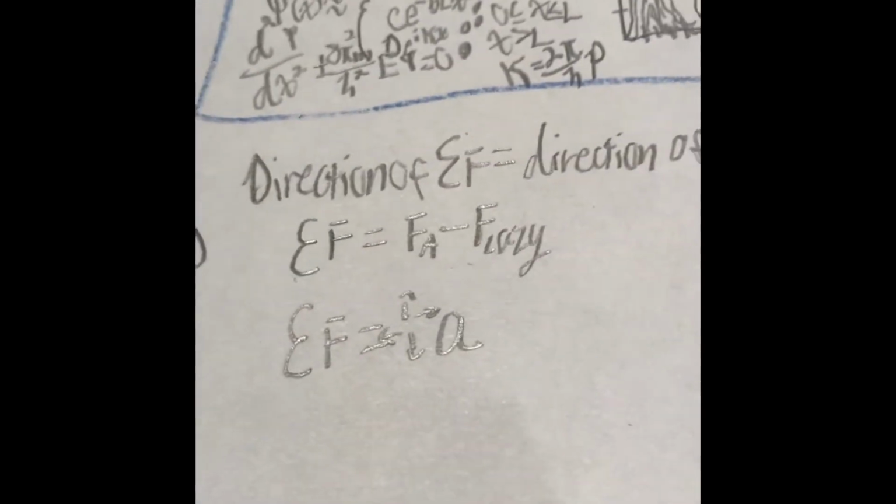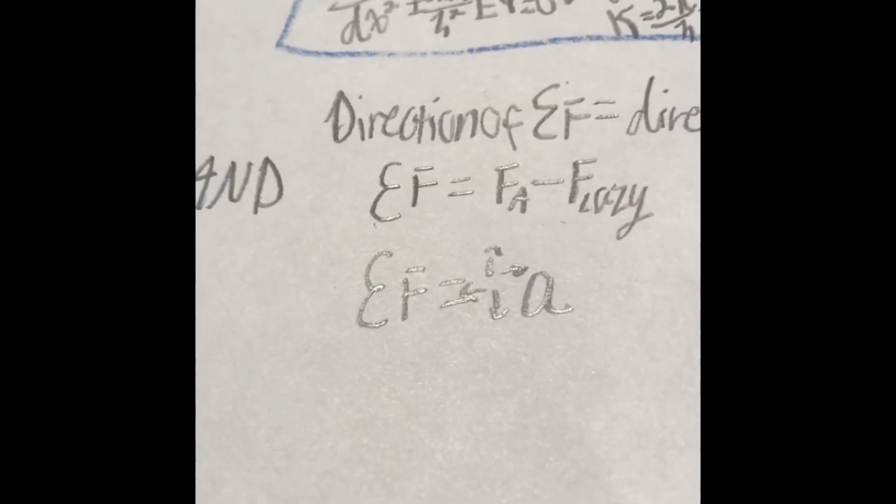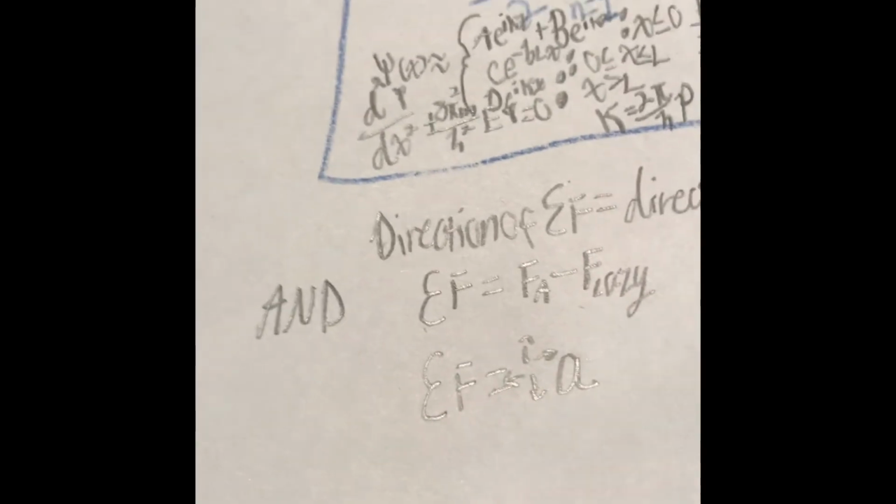Here's how to do the math. The direction of your net force is the direction of the acceleration. And we know that net force equals the force applied minus the force of laziness. So we can find this from the free body diagram to find the direction of the acceleration.